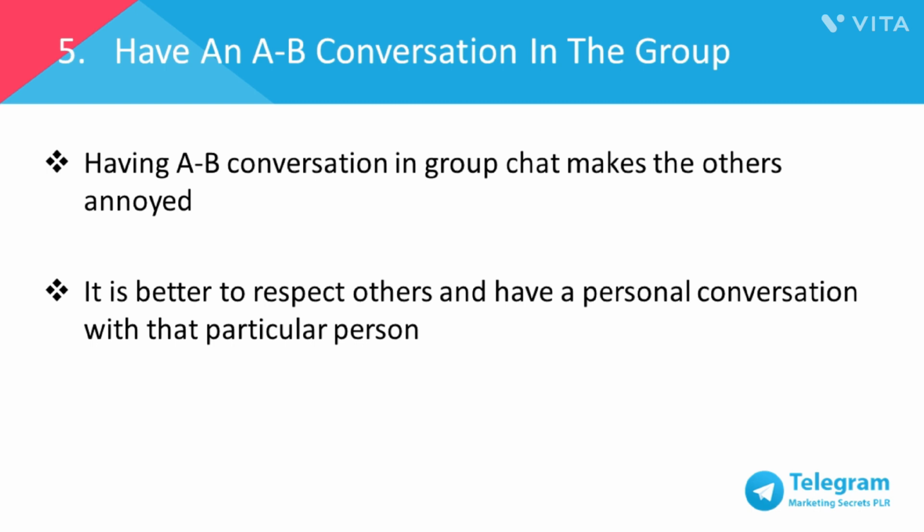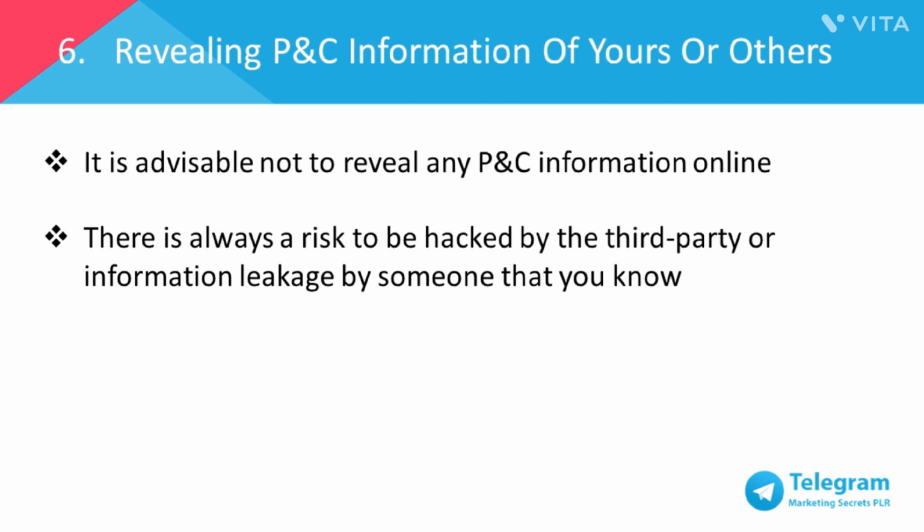People will tend to be annoyed if individuals start spamming the group with unrelated messages, and this would encourage people and your customers to exit the group. But surely they won't do that if the group is important. So, for example, they receive important promotions or offers. Number 6, revealing private and confidential information of yours or others.